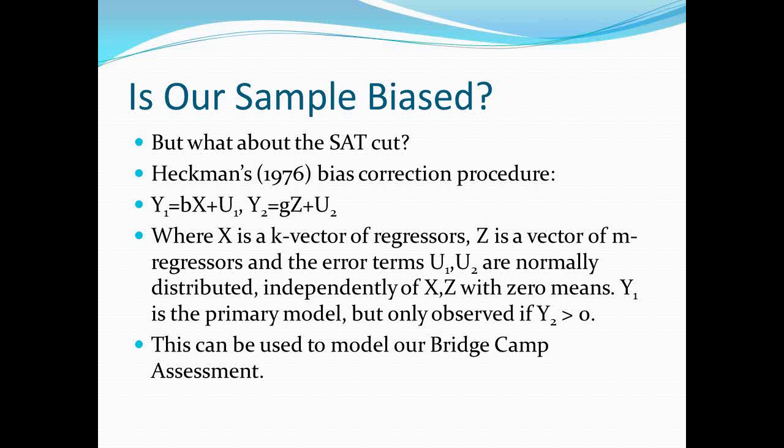For U1 and U2, the assumptions that this makes are that the errors are normally distributed and independent of each other, and so on. And so Y1 is a primary model, and it's only observed if Y2 is greater than zero. And this is what we can use to model our bridge camp assessment, particularly for the S-STEM students, because we only observe those S-STEM people in the bridge camp if their SAT is above a certain level, because that's the academic cutoff. As I said, the other selection procedure, which was the FAFSA EFC, should bias the sample the other way. So I wasn't too concerned with that, but that could easily be included in this analysis at a later time.